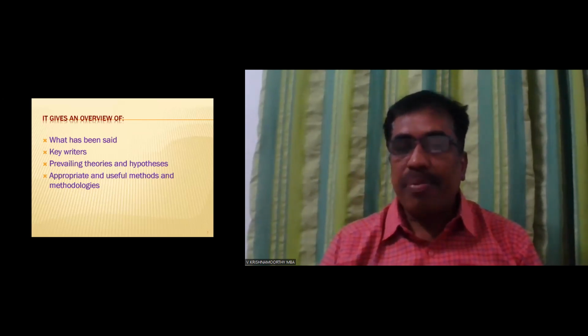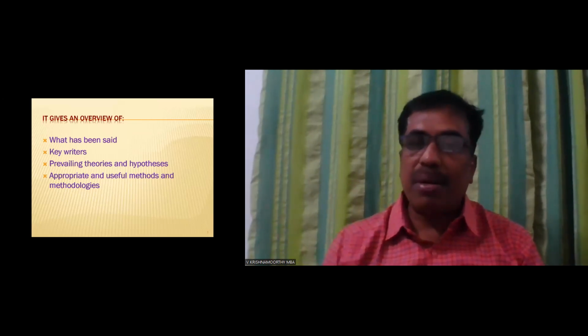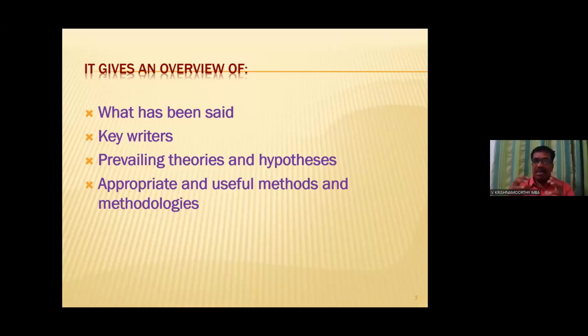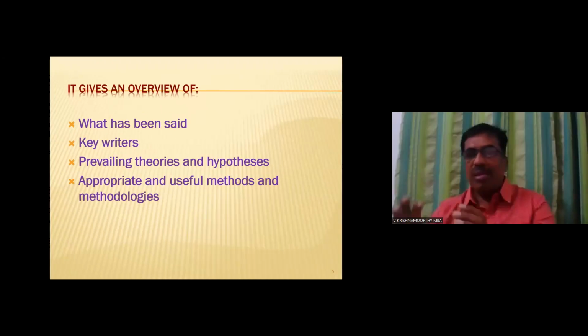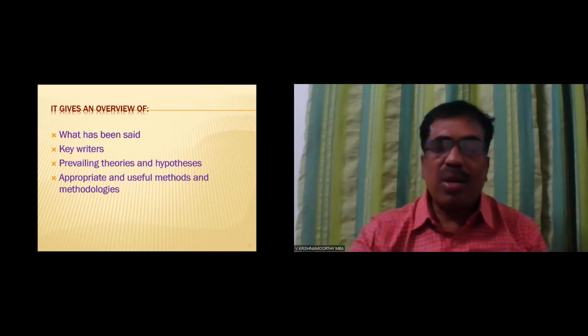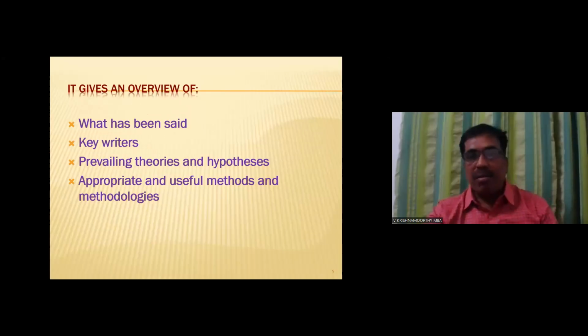If you take dividend, several models have been developed by people, say for example, the Walter model and the Gordon model. Similarly, if you take capital structure, several models have been developed by several authors, for example, the net income approach, developed by Durand. Similarly, if you want to discuss Dow theory, that theory might have been developed by somebody else. Similarly, learning theory, leadership theory. So we can know what has been said and who are the key writers in a particular field.